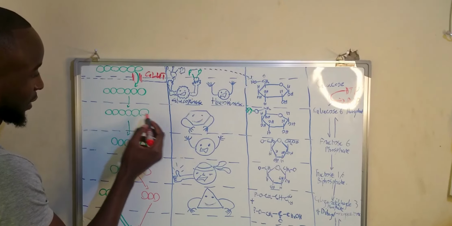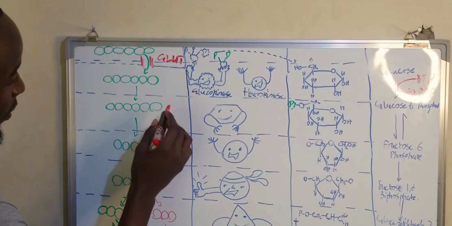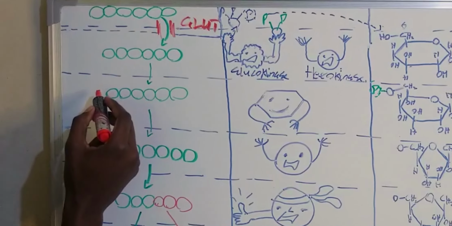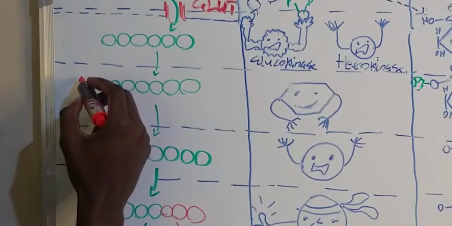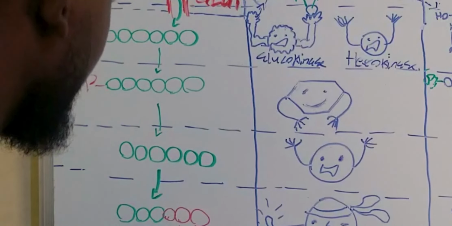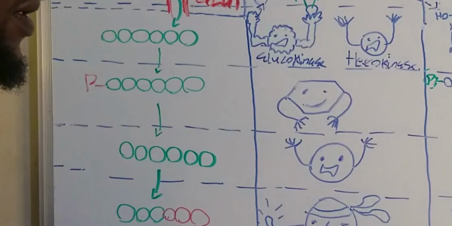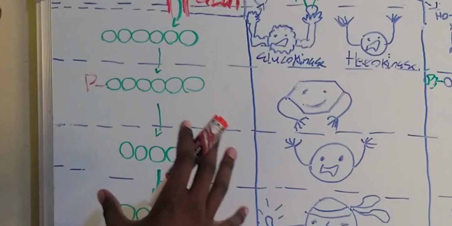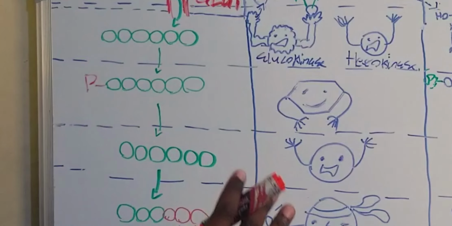So again, we're going to put it here. Suppose this is our first carbon atom, so it'll be 1, 2, 3, 4, 5, 6. So this is where we're going to have the attachment of the phosphate. I hope we're clear on this point. So again, the purpose of us converting glucose into glucose 6 phosphate is we don't want it to leave the cell. I hope it's clear up to now.